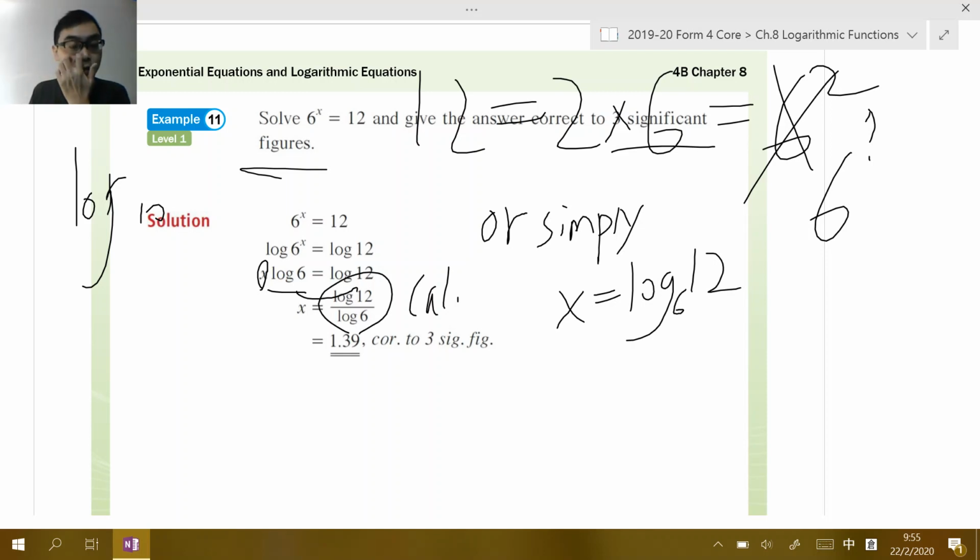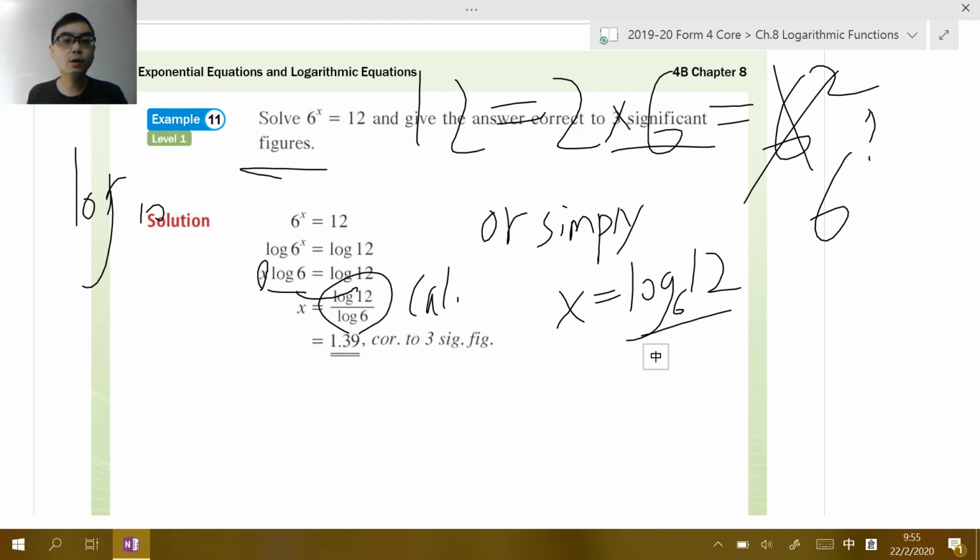But the most important thing is that for this question you can also apply the definition, because if I say 6 to the power x is 12, you can simply write x directly this way, log base 6 of 12, because this is the definition of log. Okay, so you may also ask, oh, Mr. Wong, why does the book teach us to use a very complicated method by taking log on both sides instead of using the definition?